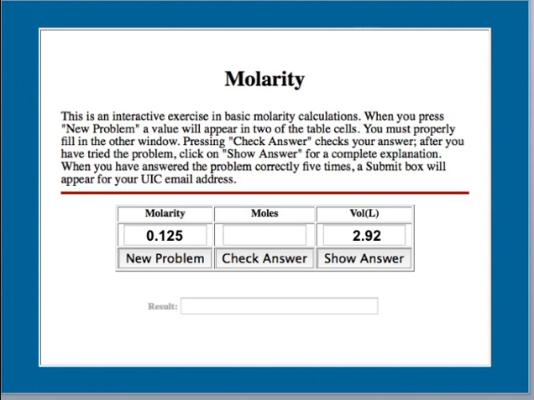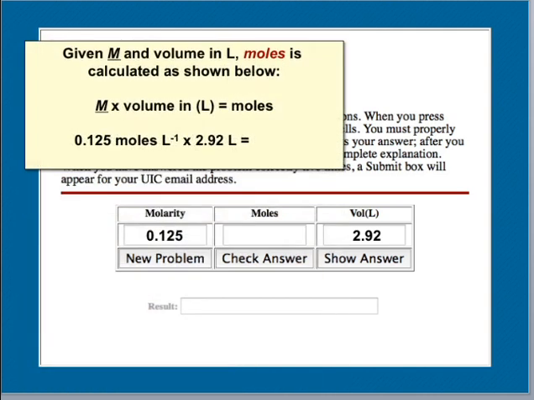All right, so moles is going to be given by molarity multiplied by volume. Number of moles, this is molarity, 1.25. This is our volume, 2.92. Multiply them together. 0.365 moles. Nice, simple tutorial. Everybody's going to love it, right?